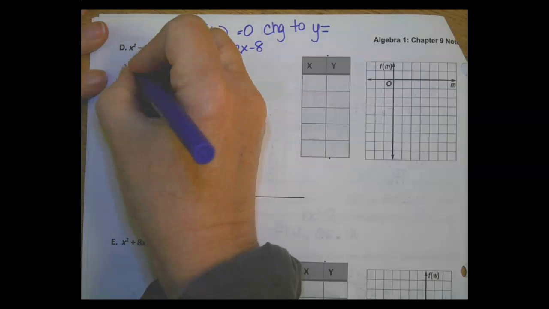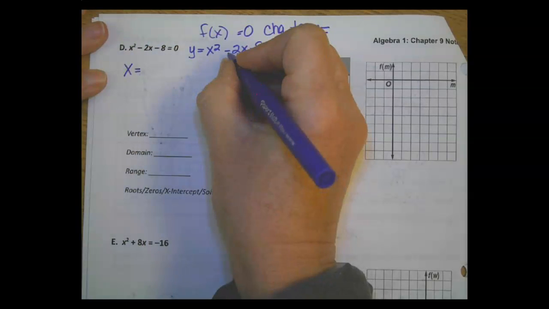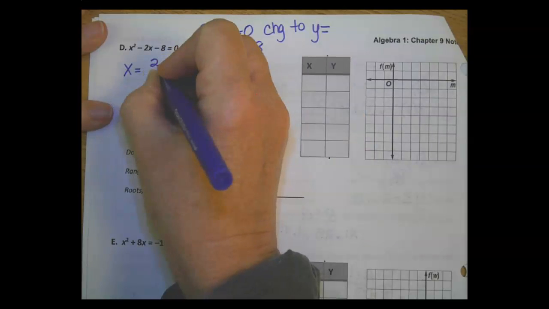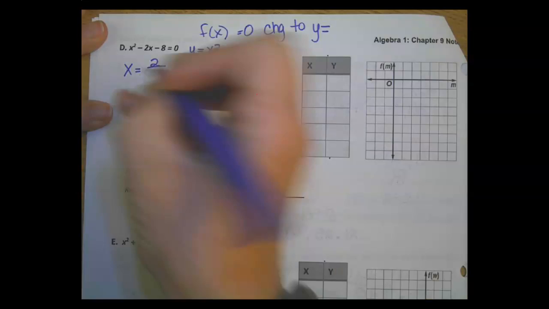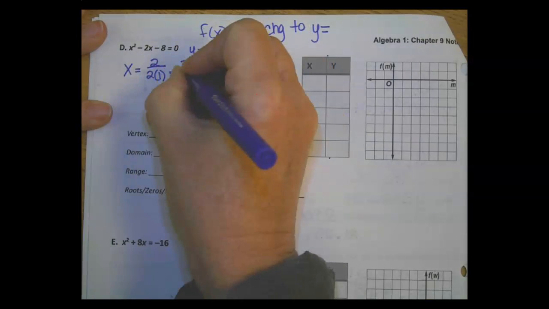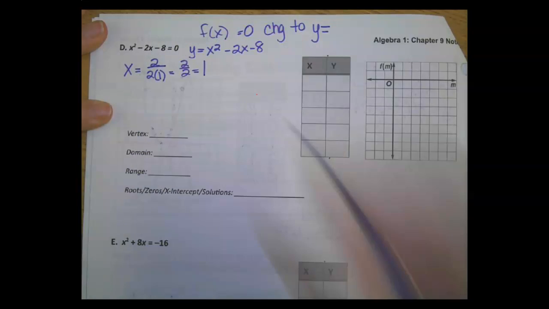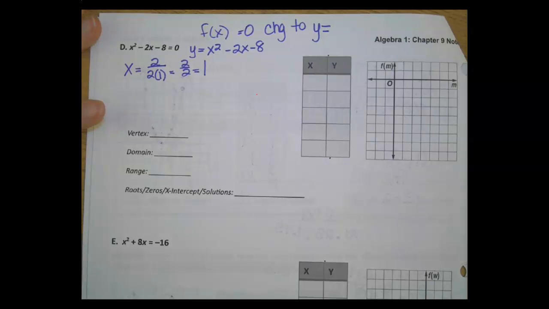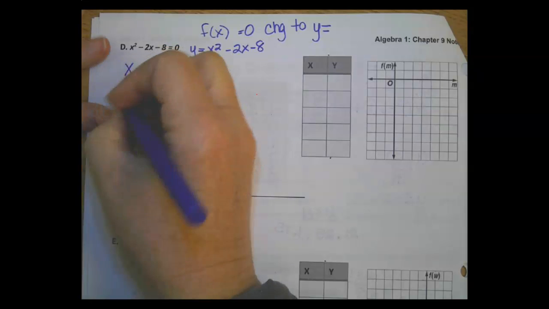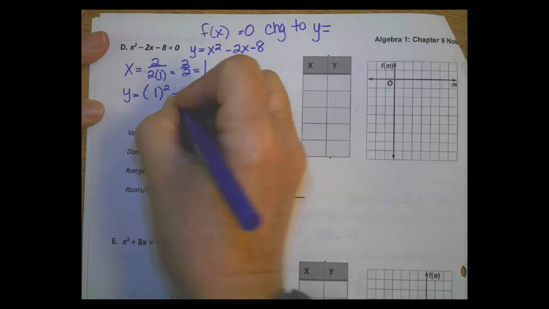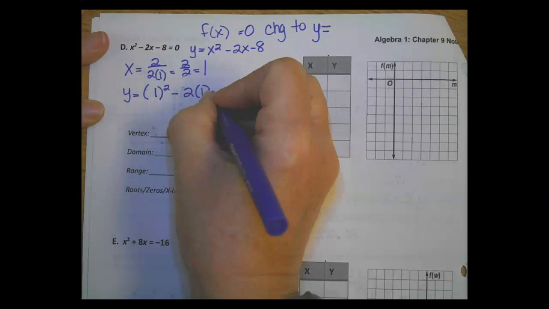Okay, so my x is equal to the opposite of negative 2x, which is a positive 2x, or positive 2, and then 2 times my a, which is 1. Solve that, and you should get 1. Now we're going to substitute that back into our equation. So y is equal to 1 squared minus 2 times 1 minus 8.